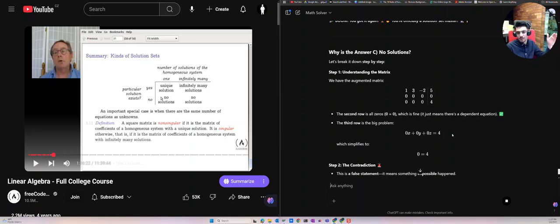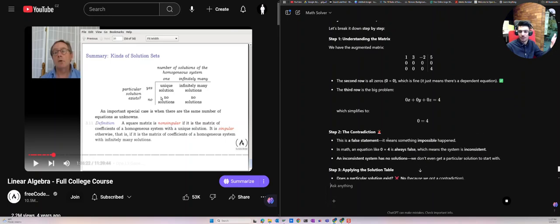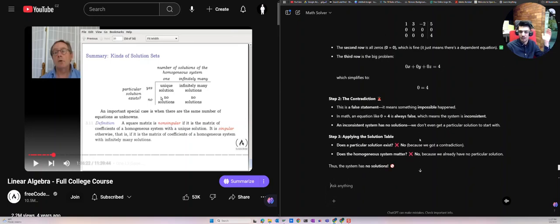The third row is a big problem. 0x plus 0y plus 0z equals 4. 0 equals 4, which simplifies to a contradiction. This is a false statement. It means something impossible happened. In math, an equation like 0 equals 4 is false, which means the system is inconsistent, and an inconsistent system has no solution. We don't even have a particular solution to start with.